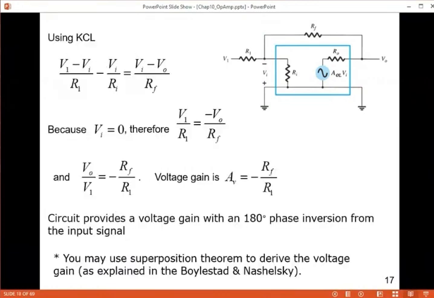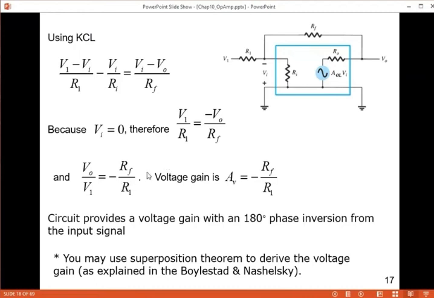So using KCL, nothing flows in the bottom, only current flows in the top path. So if you consider the voltage drop across here, voltage drop across here, and voltage output, V1 minus Vi divided by R1, this is Kirchhoff's law, minus Vi divided by Ri is equal to Vi minus VO divided by RF. Because Vi is 0, your V1 over R1 becomes negative VO over RF, and VO over V1, which is the gain, because you want to consider output over input, is a factor of RF over R1.